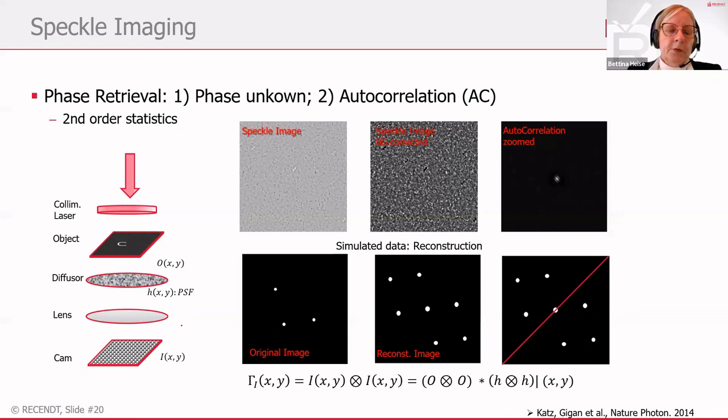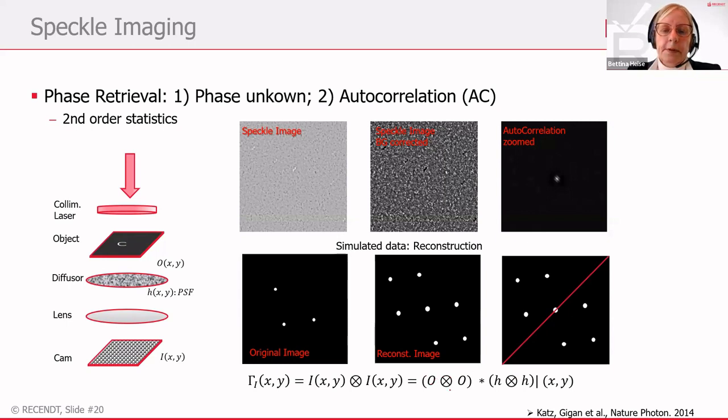And the image is formed by the convolution of the original object with the point spread function. So here the speckle pattern more or less gives the point spread function. And if you assume that the speckle pattern behaves a bit like white noise, then you have the autocorrelation of the object and the autocorrelation of the speckle pattern. And since convolution and correlation are interchangeable, you can separate it in such a way.